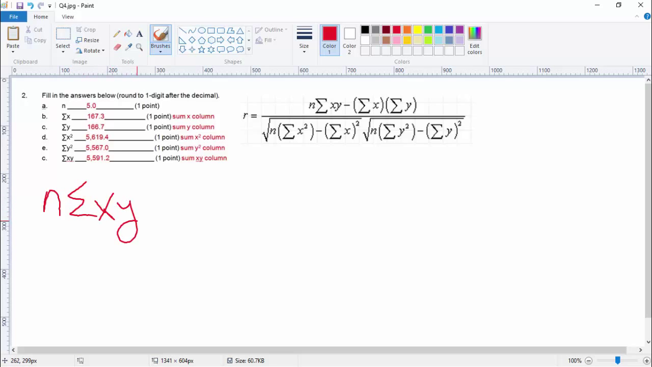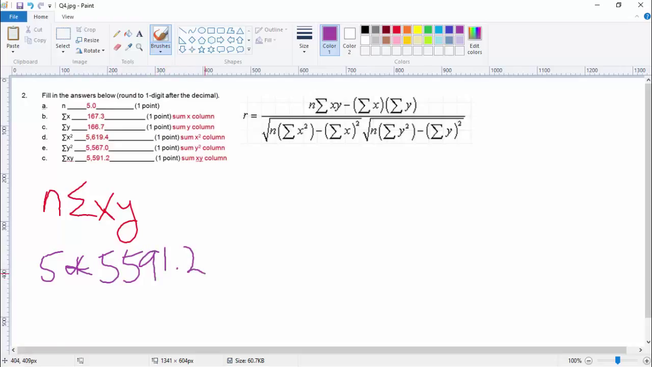I'm going to fill that in a different color. I'm going to put the real one. So n was 5, and then we mean times, because this is right next to it. And that's 5591.2.